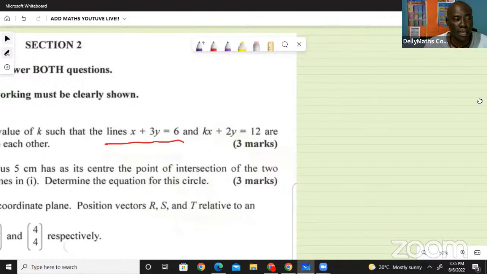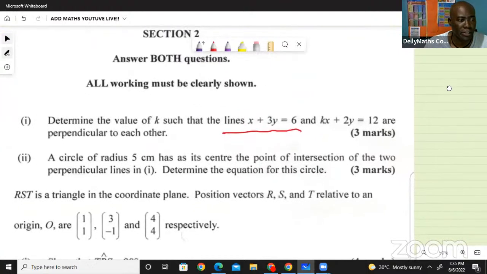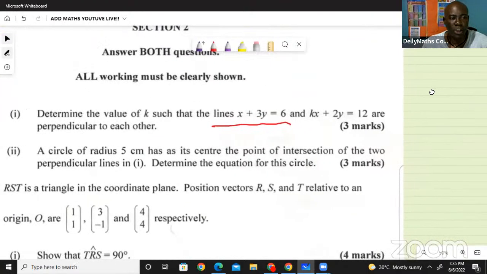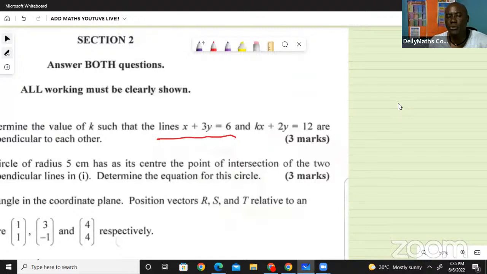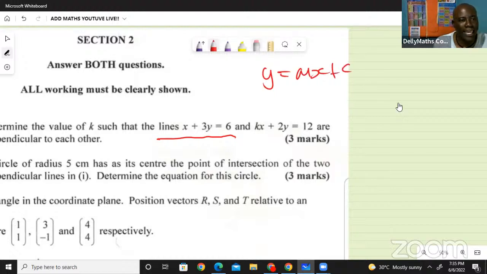But here is the thing. It says determine the value of k. I am going to reproduce each equation in the form y equals mx plus c. In that case, I'll be able to see the gradient, because the gradient is going to be the coefficient of x every time. So let us put this together.